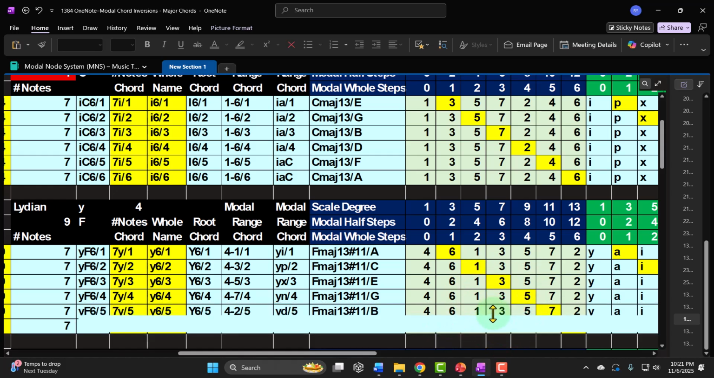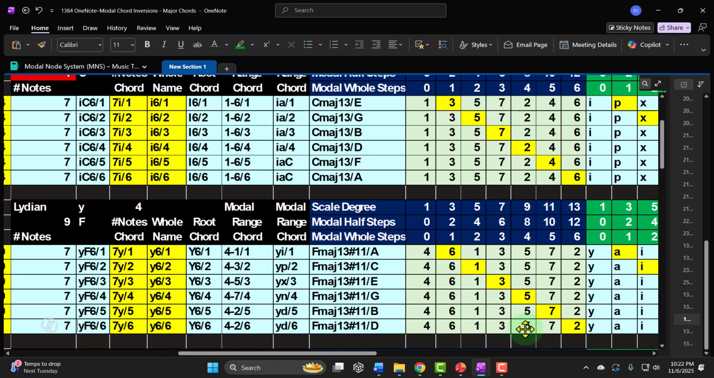And the next one is going to be the fifth inversion, so F major 13 sharp 11 slash B, would rather be a 7Y/5 or a Y6/5 for 7-note Lydian fifth inversion, or a Lydian 6 modal whole steps fifth inversion, meaning go 5 modal whole steps up from the root. That'll be the lowest note or point of inversion.